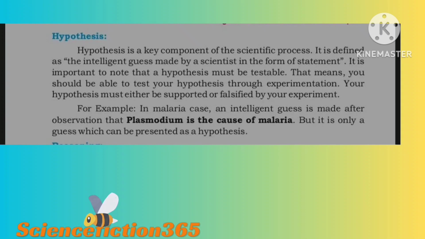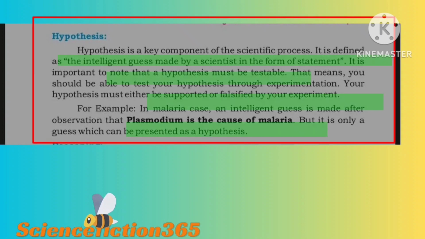The next step is hypothesis, which is based on observations. A hypothesis is an intelligent guess made by scientists, and it is in the form of a statement. It is important to know that a hypothesis must be testable. This means that we have to test our hypothesis through experiment. You can test your hypothesis through experiment, so that it is either verified or rejected.